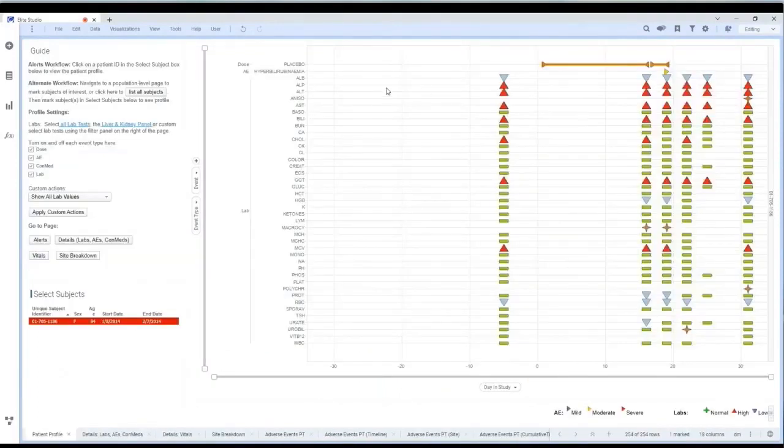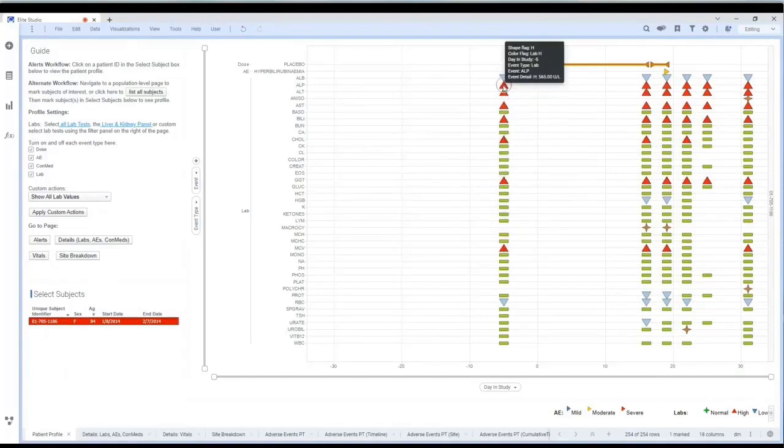So what I'm looking at here is the dose, the adverse events, and the labs for the subject that had the elevation in liver enzymes and the decrease in liver function. And what I see is that, in fact, there was an adverse event for hyperbilirubinemia, and that these events occurred during the period of drug treatment. But I also see a fair number of elevated lab levels at baseline.